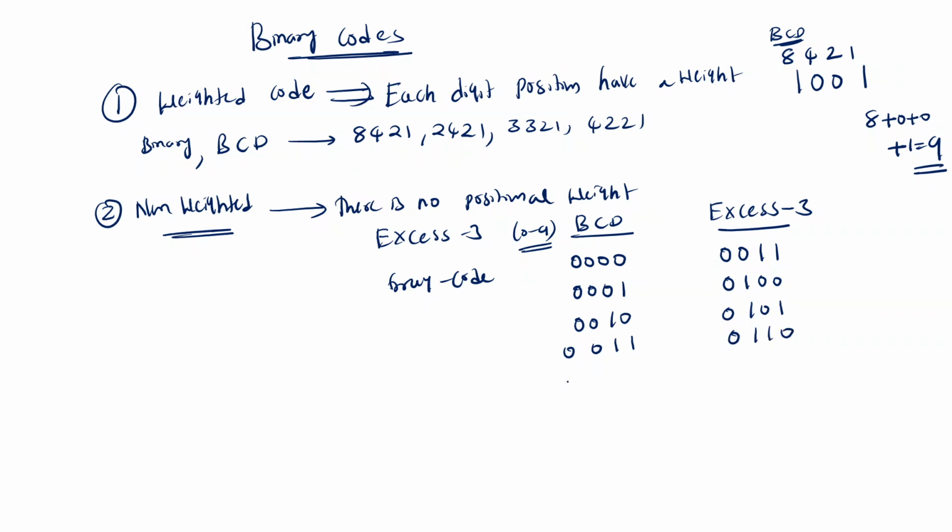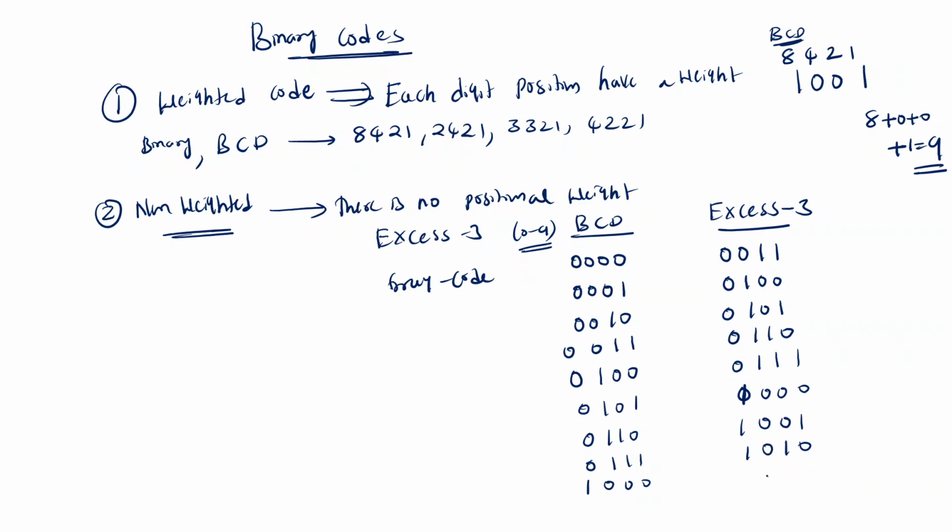0011 means 0110. Okay, 3 means 6 you are getting, and 0100 you are getting 0111, and 0101 you are getting 1000, and next 0110 means 1001 you are getting, and 0111 means you are getting 1010, and 1000 means 1011 you are getting, and 1001 means you are getting 1100.